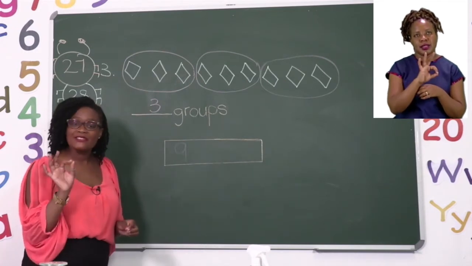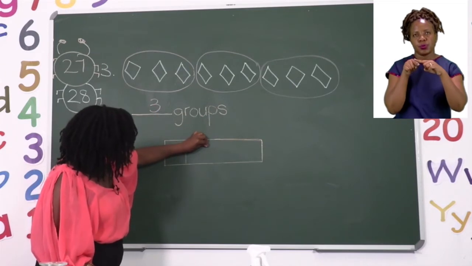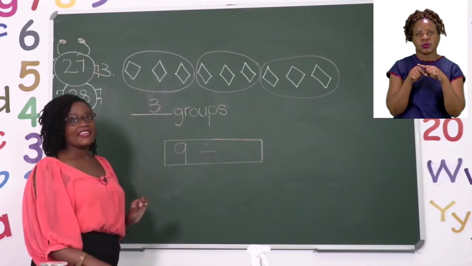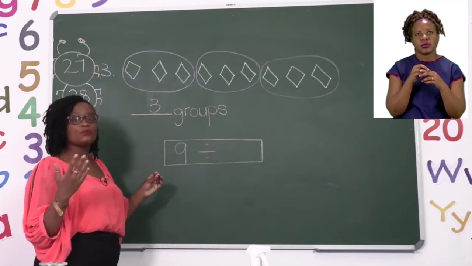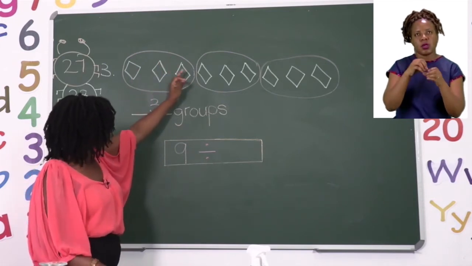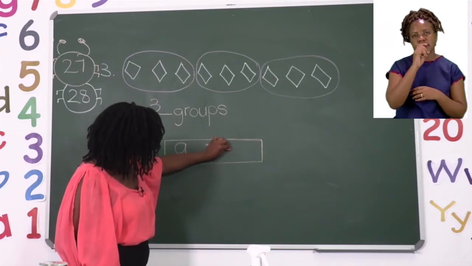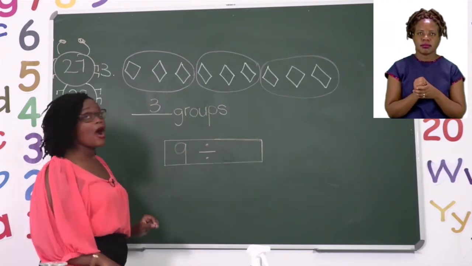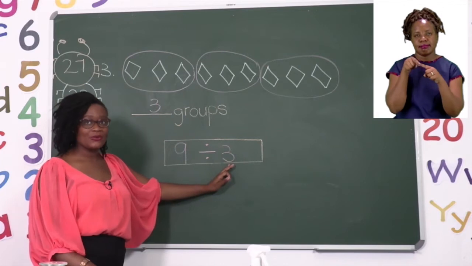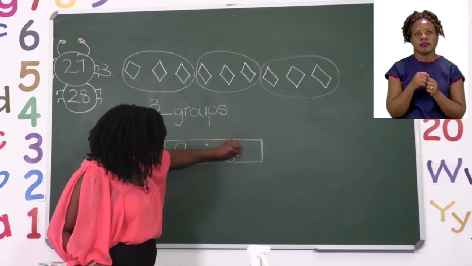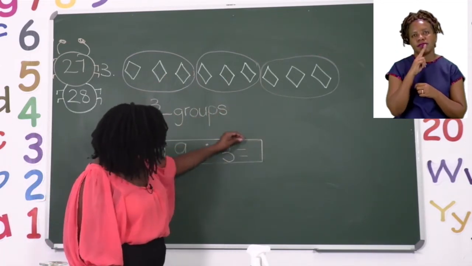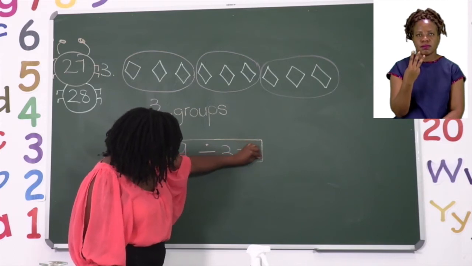And then we will put our division sign, which is a dot on top, a line in the middle, and a dot at the bottom. Then they asked us to put how many in each group? 3. 1, 2, 3. So we are going to put 3. So far our sum says 9 divided by 3 equals, and how many do we have? 1, 2, 3 groups. So our answer is 3.